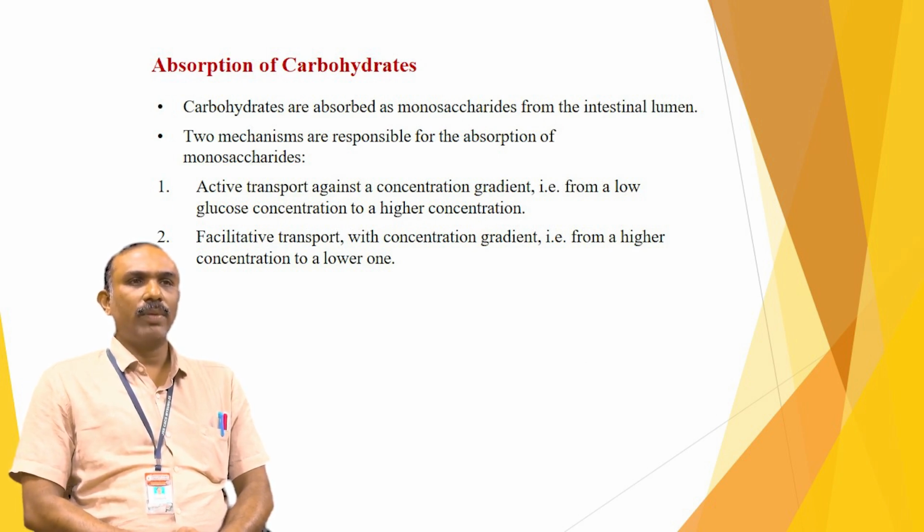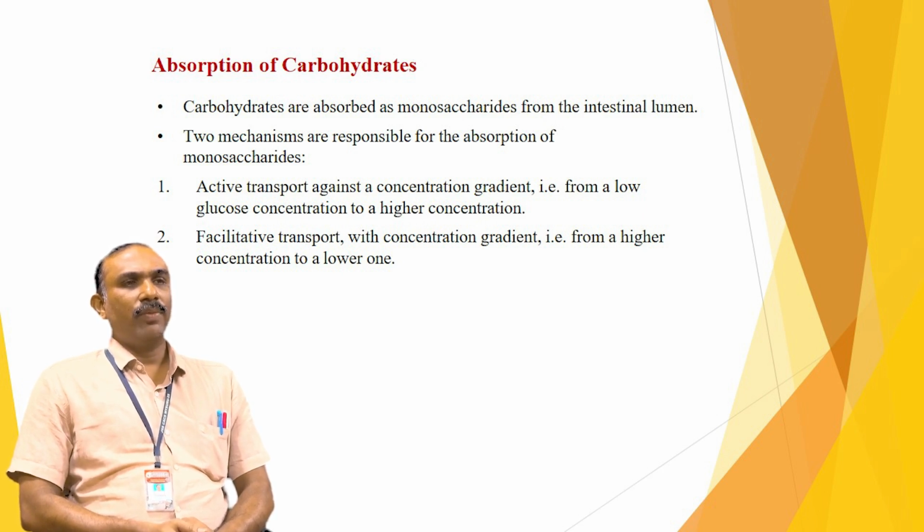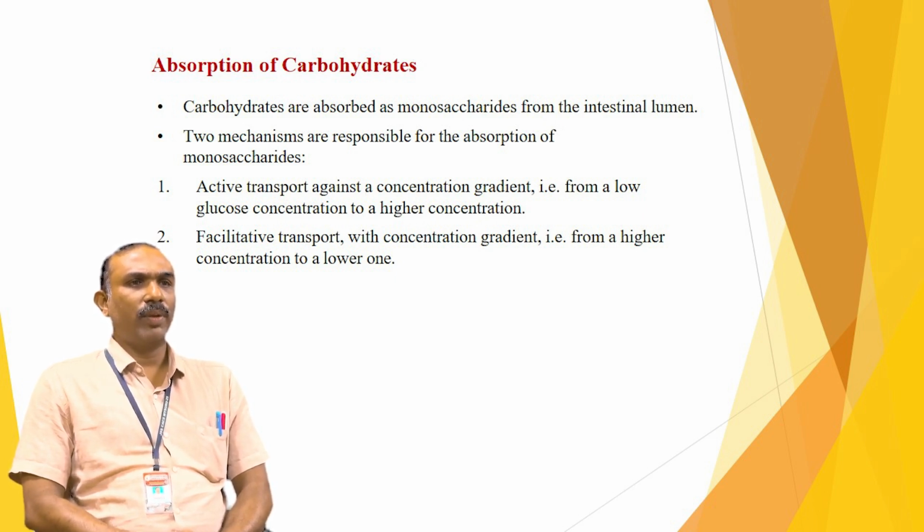Two mechanisms are responsible for the absorption of these monosaccharides: active transport and facilitative transport. Active transport means transport against the concentration gradient. That means the glucose molecule moves from the intestinal lumen to the bloodstream even if its concentration is higher in the bloodstream. That is called active transport, that is, from low glucose concentration to high concentration.